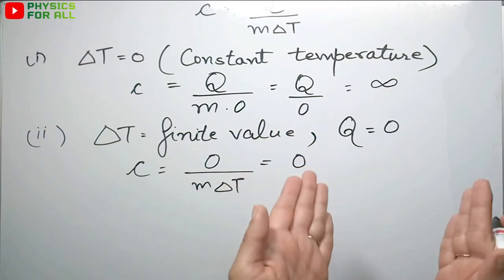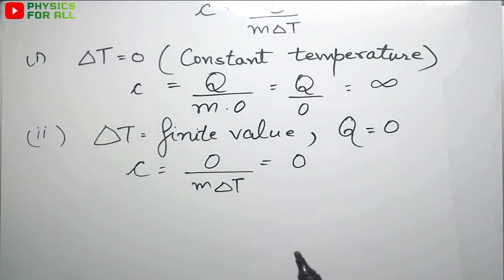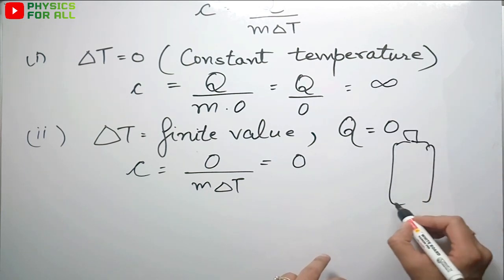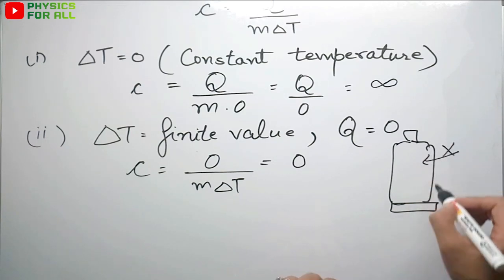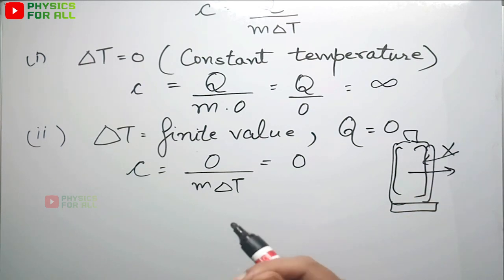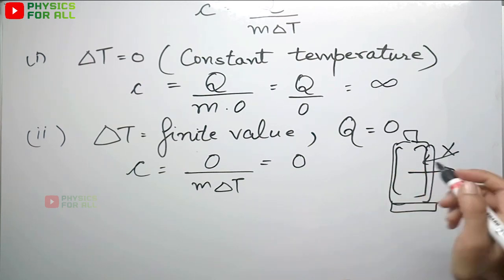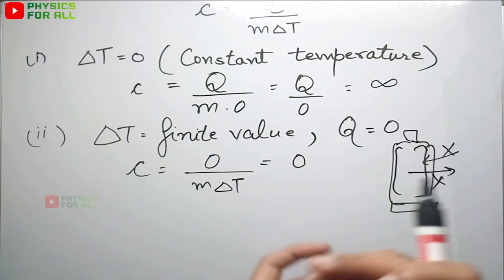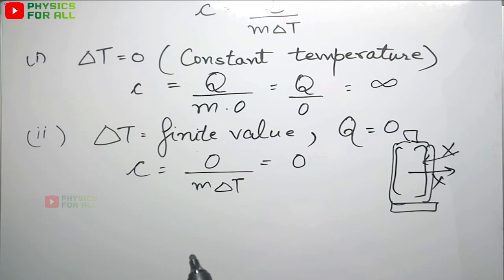But being a thermos flask, it is a double-walled flask, so no heat has entered the flask. No heat has entered because it is a double-walled thermos flask, and no heat has gone out. So that's why here Q is 0, but of course delta T has changed. So that's why here we would say the specific heat capacity of the liquid in the thermos flask is 0. This is very important, that where the liquid is.